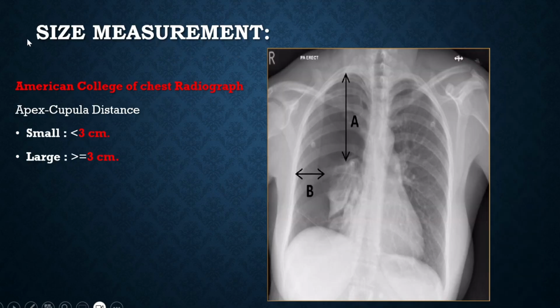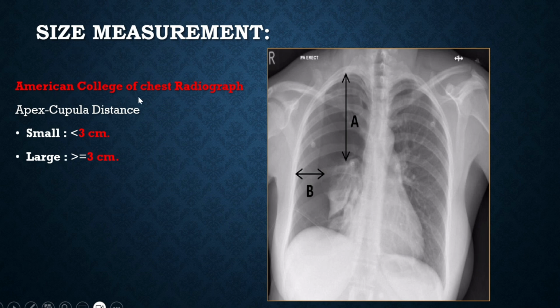Now the size measurement. The importance of size measurement is the planning of management. If the size is small, then conservative management is done, and if the size is large, then surgical management is required. So there are various methods to calculate the size and percentage of pneumothorax.